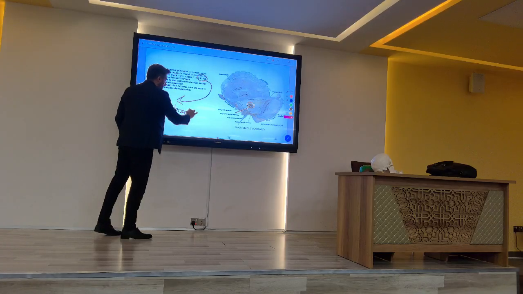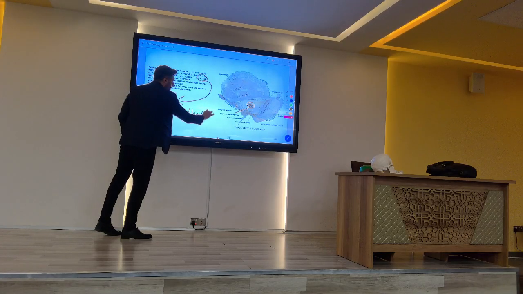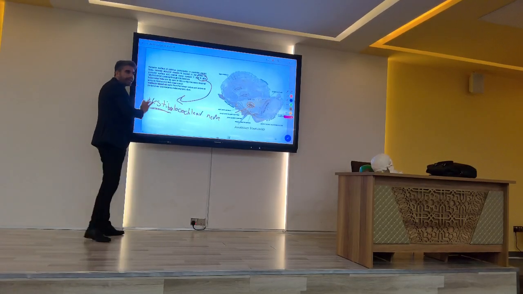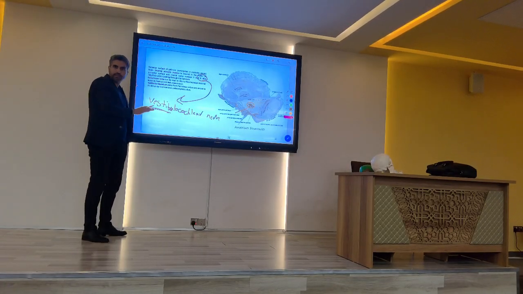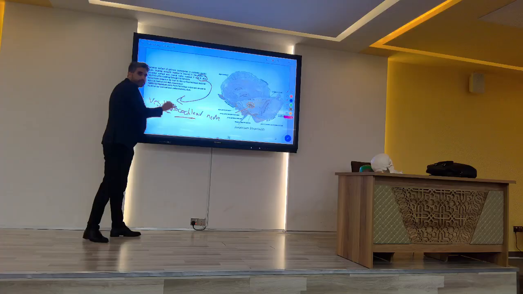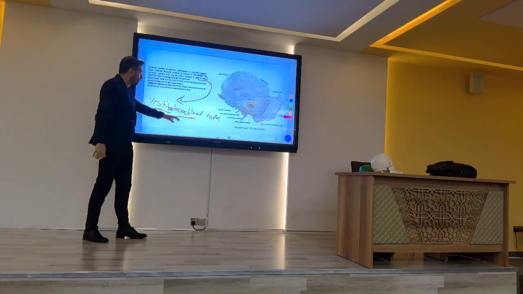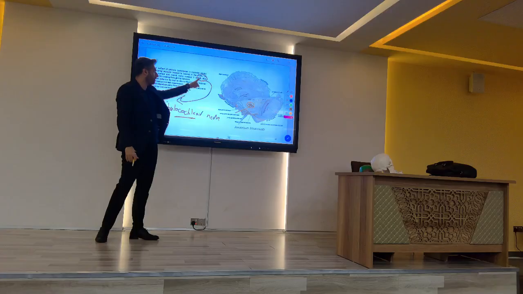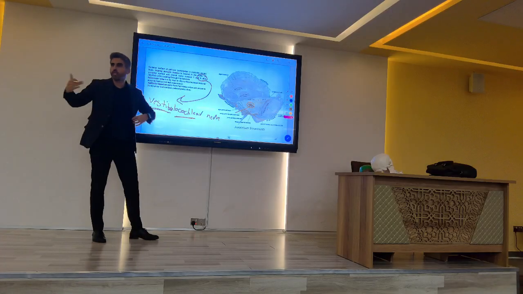Vestibulocochlear nerve. It has two parts. Vestibular for balance. Cochlear for the hearing. So the vestibulocochlear nerve is cranial nerve number 8, coming from the hearing system.